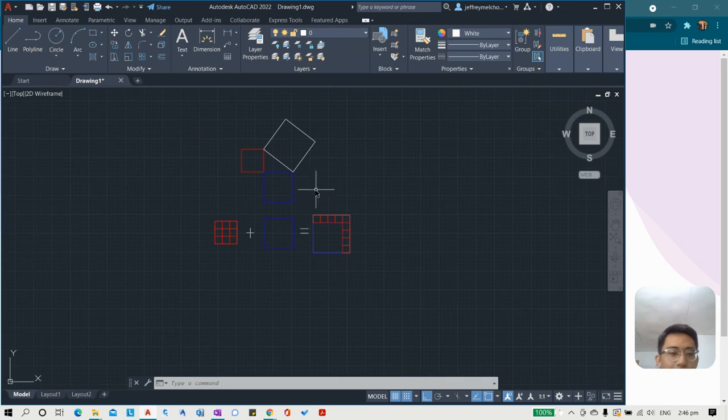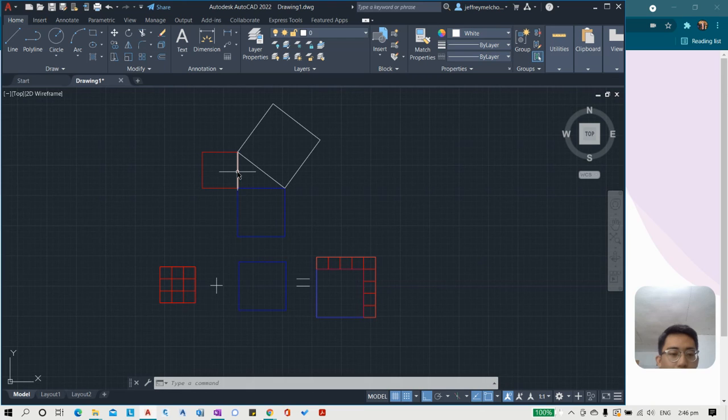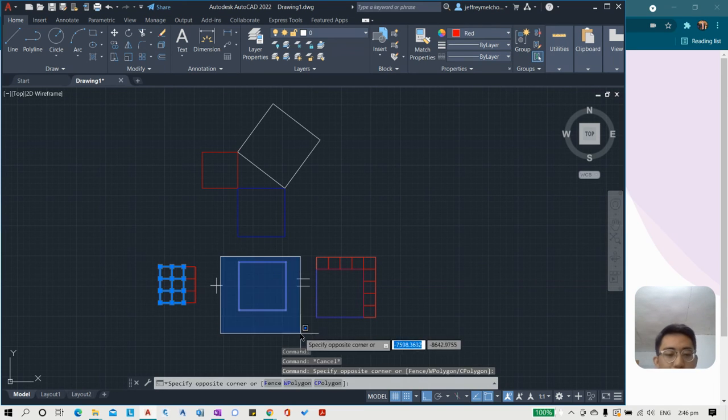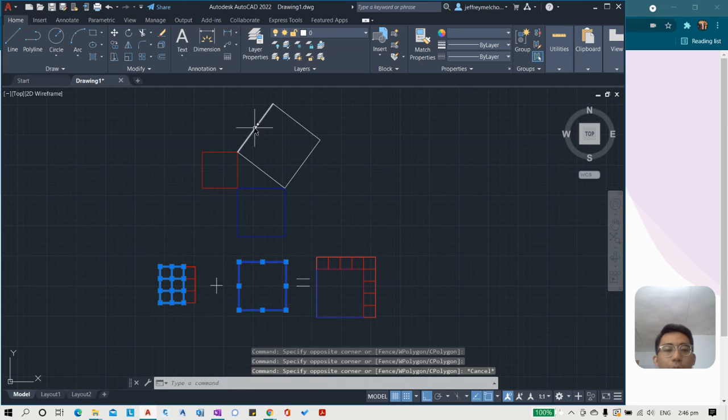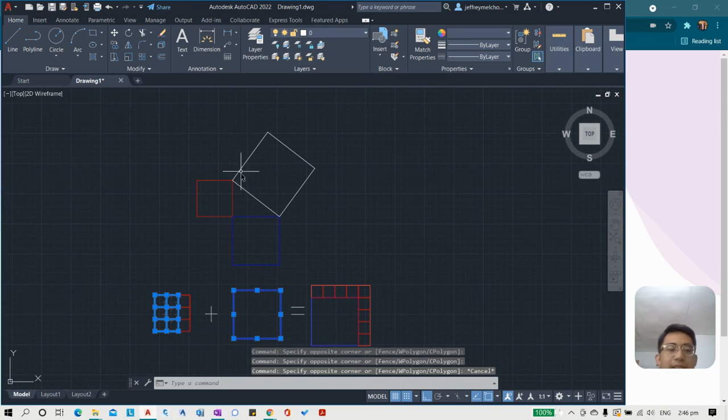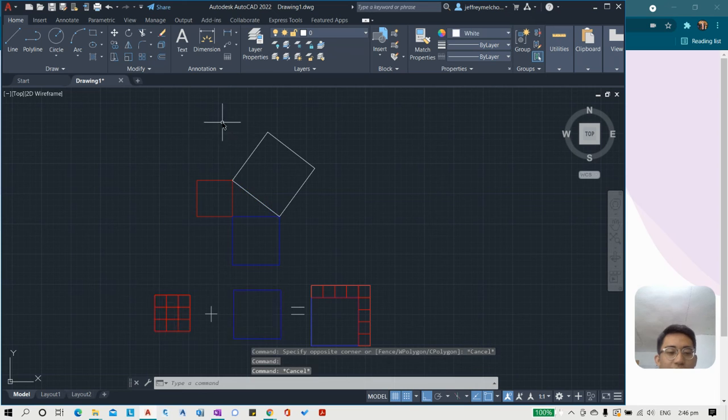So we can prove the theorem that the sum of the squares of these two perpendicular sides, which is this red square and this blue square, is equal to the square of the other side, which is the hypotenuse, which is this one.